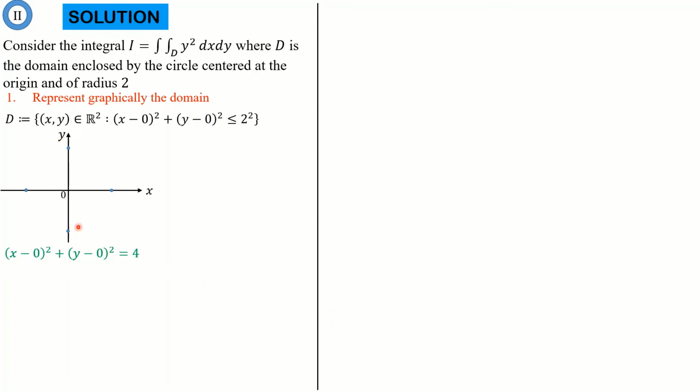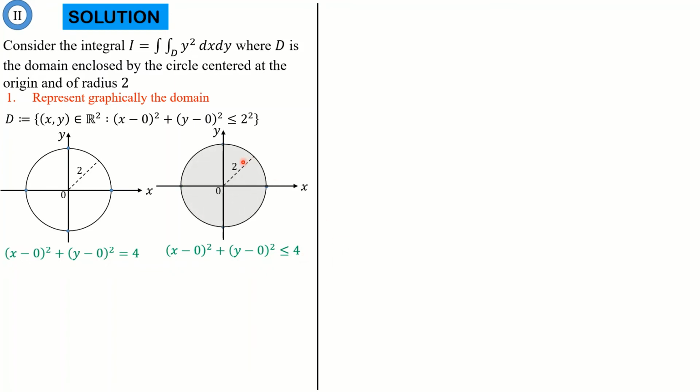So the circle is centered at the origin, that is the point 0, 0. So it is going to meet the coordinate axes at those respective points. Now the radius of the circle is also important to indicate. It has a radius of 2. That is the distance from the center of the circle to any point on the circumference. I just choose this point, though the distance from the center to any of these blue points indicated is still the radius of the circle. Now let's draw the domain D, which is the enclosed circle with characteristics as we have seen. So we simply have now this region.